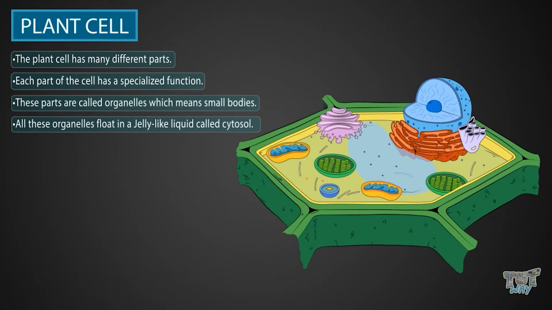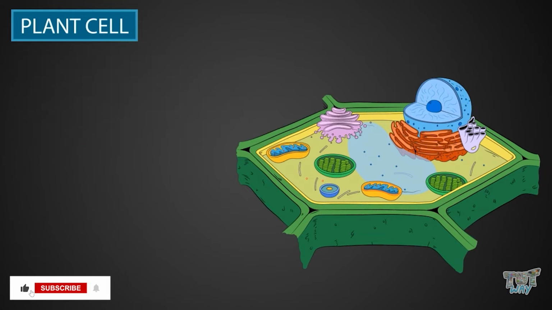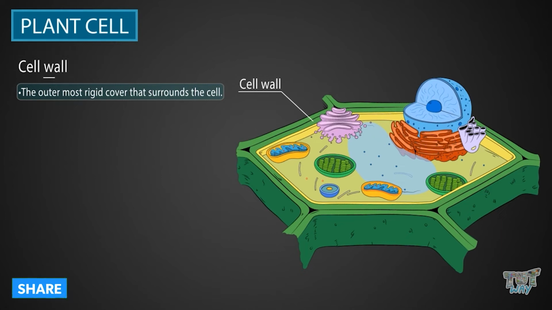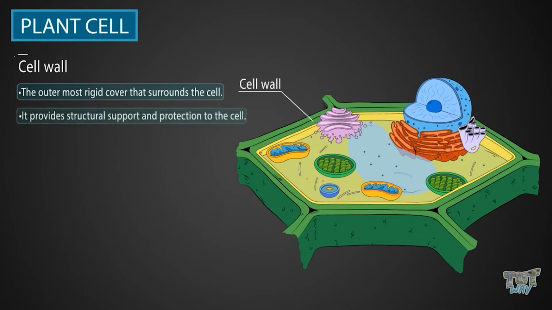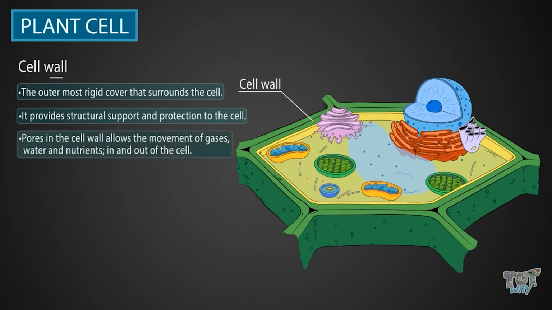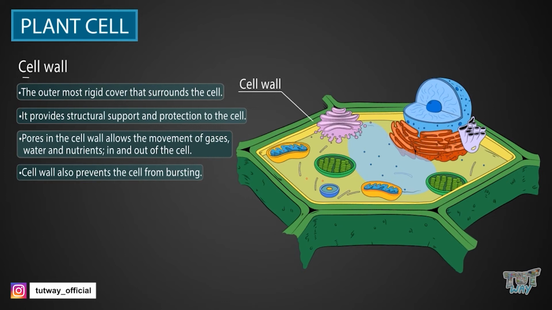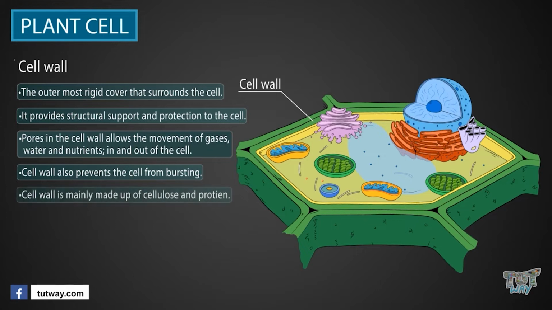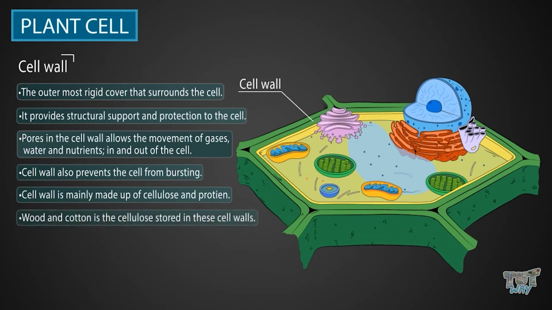Now, let's learn the important organelles of a plant cell. Cell wall. It is the outermost, rigid cover that covers the cell. It provides structural support and protection to the cell. Pores in the cell wall allow the movement of gases, water, and nutrients in and out of the cell. The cell wall also prevents the cell from bursting when a lot of water enters the cell. This cell wall is mainly made up of cellulose and protein. All the wood and cotton that we use is this cellulose stored in these cell walls.